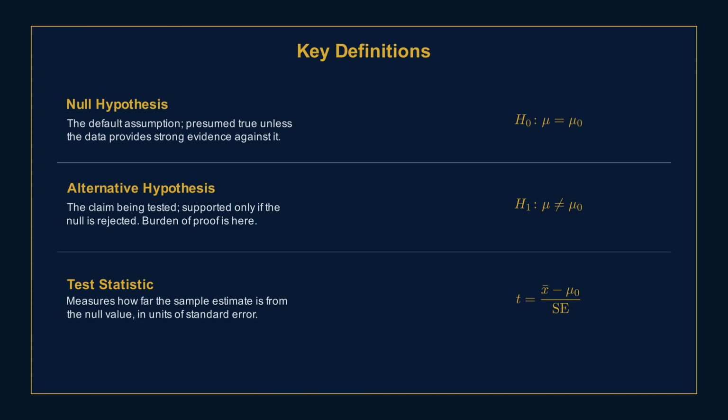You start with a null hypothesis, the default no effect assumption, and then you add an alternative hypothesis, which is the claim you're trying to establish. The null is presumed to be true and the burden of proof is on the alternative. From your sample data, you compute a test statistic by taking your estimate, subtracting the null value, and dividing by the standard error. That single number is what the formal testing machinery works with.